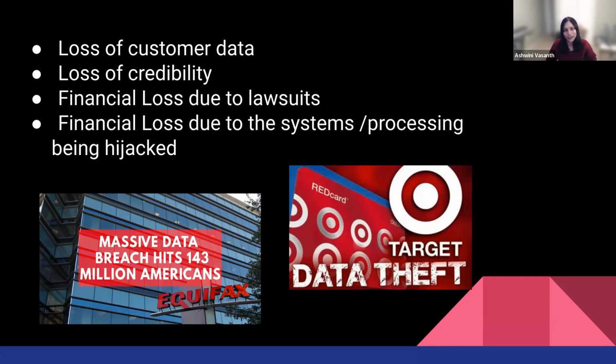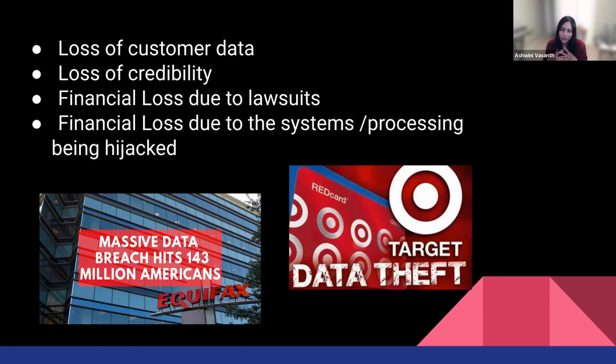But starting with why security, I think a lot of us have seen news articles, whether it's Equifax, the Target data theft, or more recently, the Log4j breach. And this leads to a lot of angst, right? One is there's loss of customer data, so obviously customers are very concerned about this. There's loss of credibility for the company. There's also the financial loss angle in terms of the lawsuits and how much, for example, Equifax ended up losing. There's also financial loss when we look at it from a systems architecture point of view.